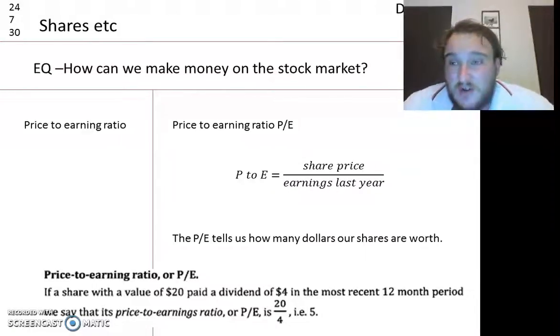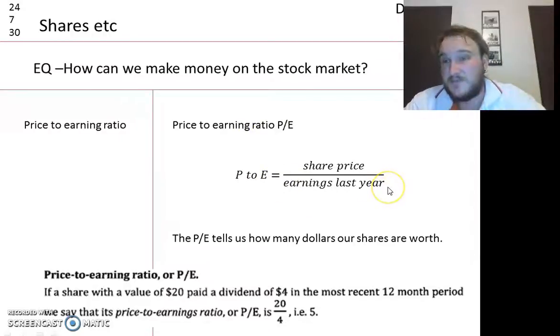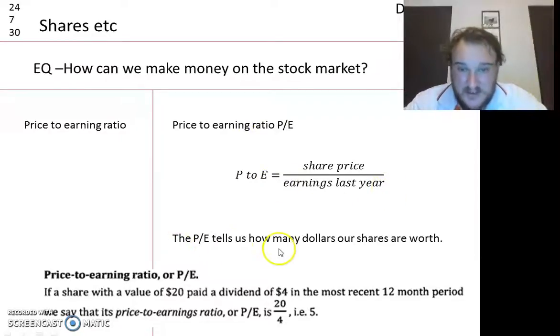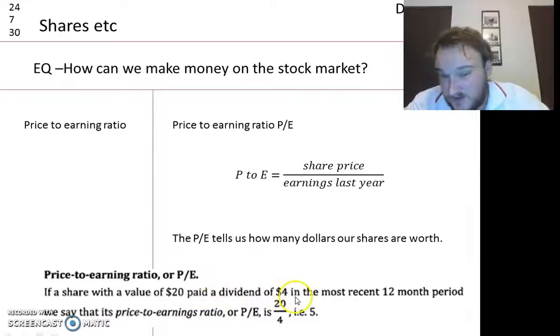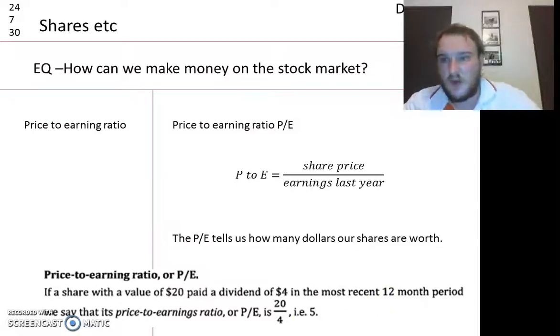Price earning ratio. Looking at some ratio stuff. Price earning ratio is the share price over earnings last year, or earnings last year is basically your dividend. It tells us how many dollars our shares are worth. If we look at this little box down the bottom, we've got price to earning ratio, or P/E. If a share with a value of $20 is paid with a dividend of $4 in the most recent 12-month period, we say its price to earning ratio is 20 over 4, which is 5, which means you have to spend $5 to receive $1 back as a dividend.